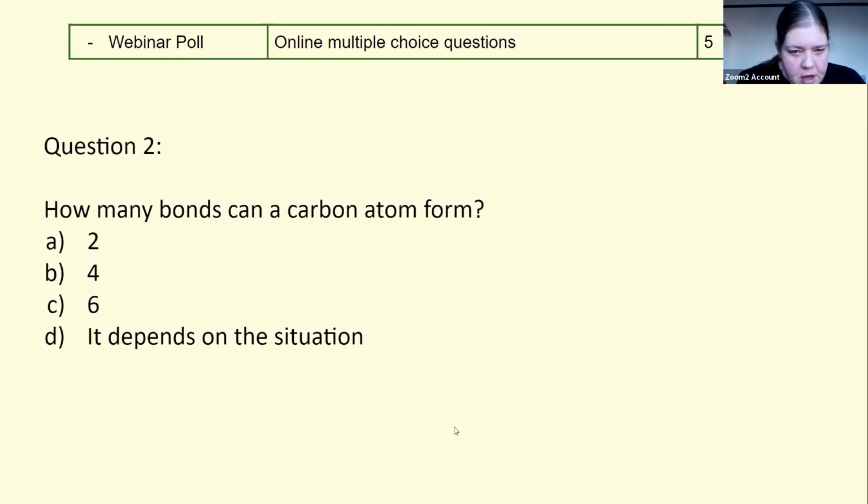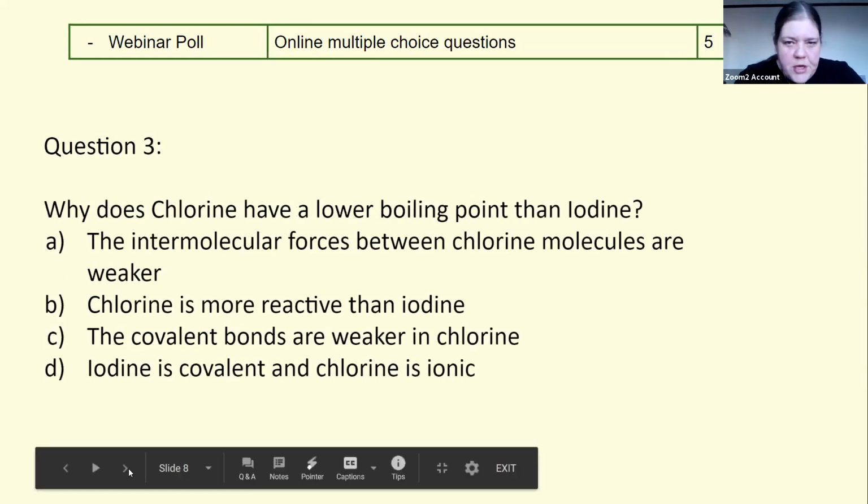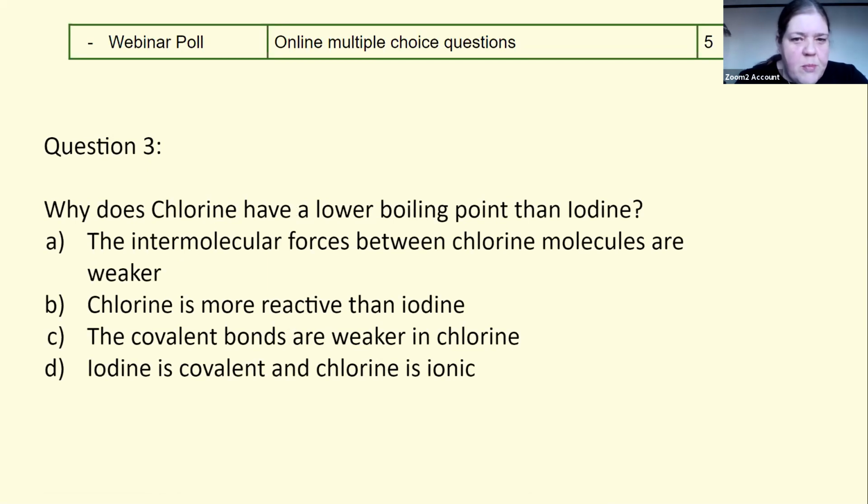But well done, everybody. I am going to move on to the third poll. I'm going to launch it and I'm going to change my slide. So why does chlorine have a lower boiling point than iodine? You've had this question before, by the way. The intermolecular forces between chlorine molecules are weaker. Chlorine's more reactive than iodine. Covalent bonds are weaker in chlorine, or iodine is covalent and chlorine is ionic. Well done to those of you who have answered.